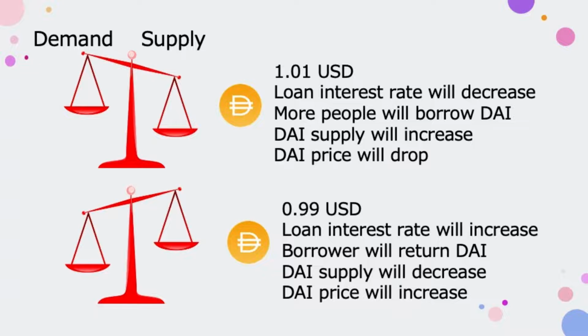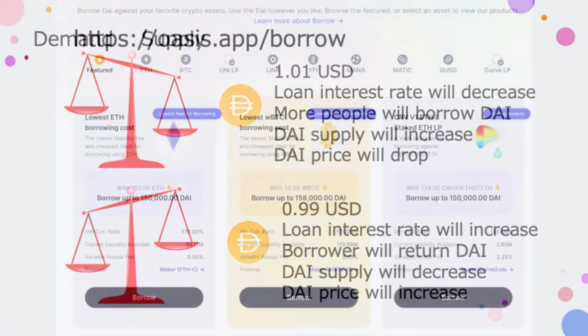On the other hand, if the DAI value is less than 1 US dollar, the loan interest rate will increase. As a result, borrowers will return DAI. DAI supply will decrease. DAI price will increase.